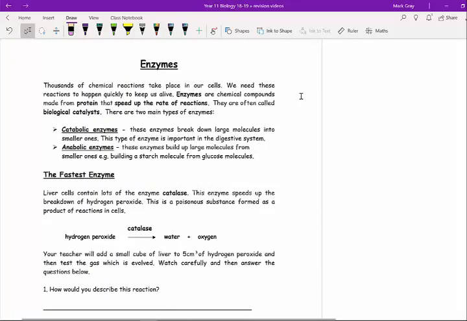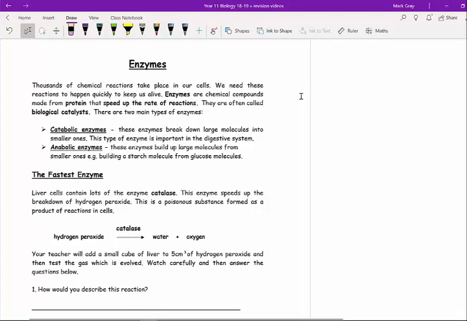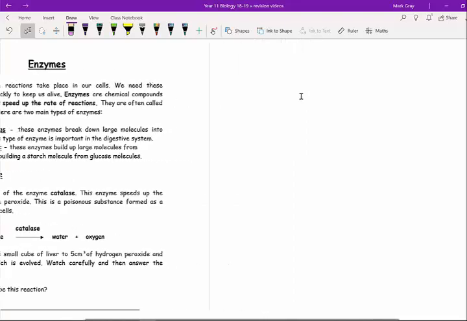So, let's have a look at enzymes. Now, we're going to rattle through this at the speed of light, and we're going to pick out the most important bits here, okay? So, what is an enzyme?